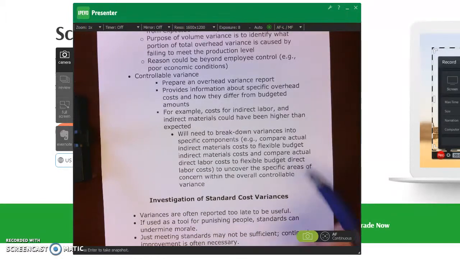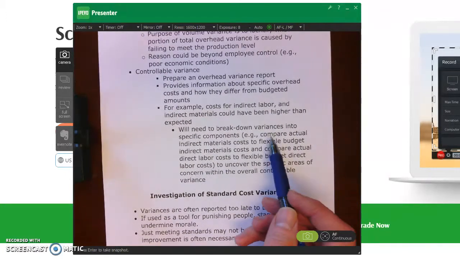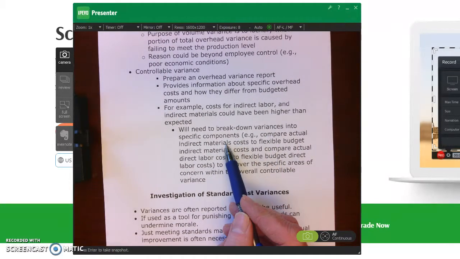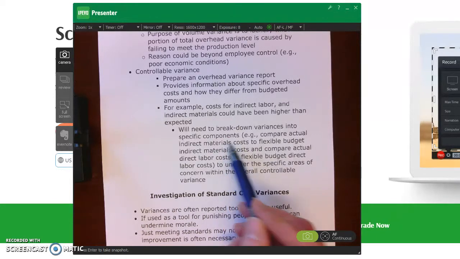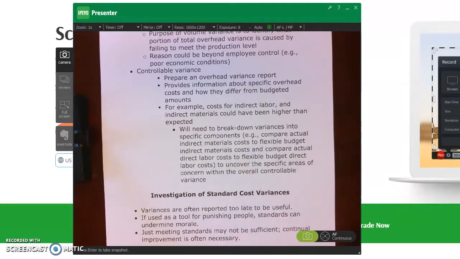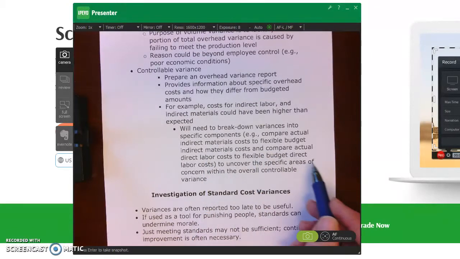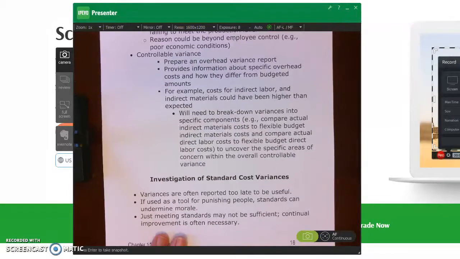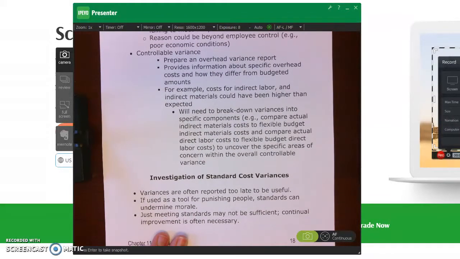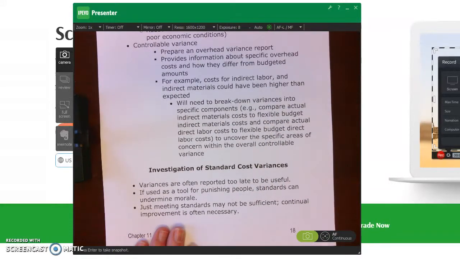Okay. Now, what I'm saying right over here, we would want to probably break that controllable variance down into a little bit more detail. Maybe we could look at indirect materials. Actual indirect materials cost compared to how much indirect materials we should have had, and then actual other components of our overhead. We could compare our actual direct labor to how much we should have had, okay? And then our actual fixed costs to how much fixed costs we should have had, right? So those are how we want to break that down to figure out, well, what are the underlying causes of that controllable variance?